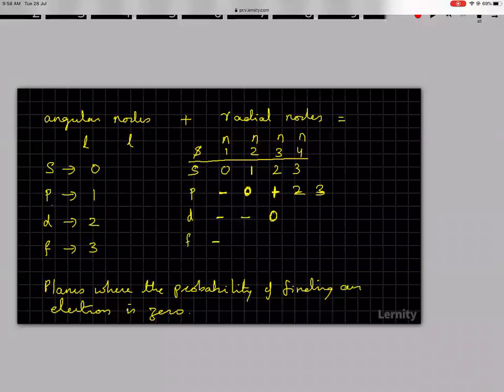F, there is no F here. There is F here. So here there are 0 radial nodes. Here there is 1 radial node. Here there are 2 radial nodes. Here there are 3 radial nodes, and so on.